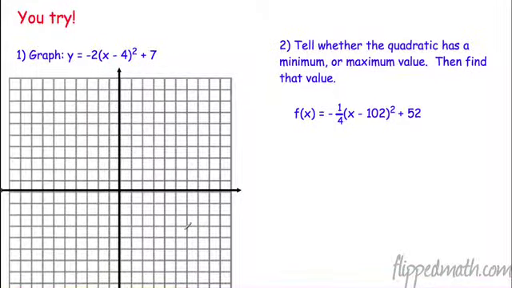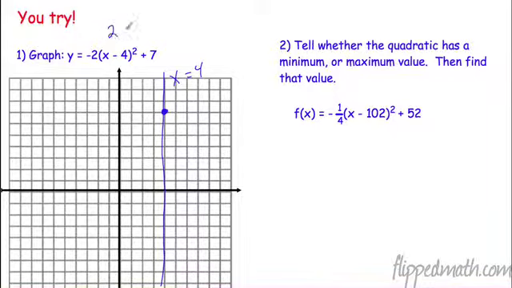All right, pause the video. You try these. All right, here we go. So I'm going to find the vertex first. So that's a 4, 1, 2, 3, 4, and up 7, 1, 2, 3, 4, 5, 6, 7. So my axis of symmetry here is x equals 4. All right, I have -2, so I know it's going to open down.